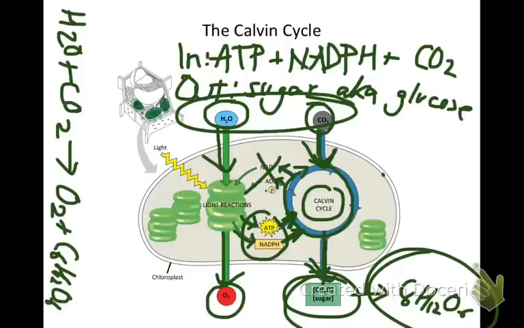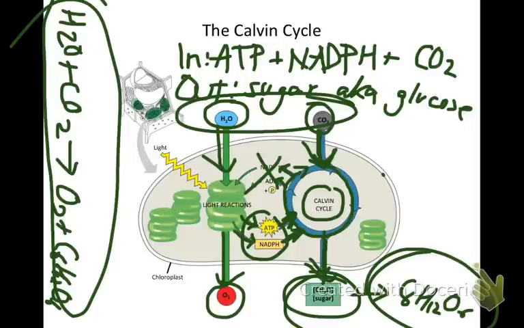And so really, the reason why I said photosynthesis can be divided into two stages is because this reaction is happening via the light reactions and the Calvin cycle. Again, light reactions is short for light-dependent reactions, and Calvin cycle is short for light-independent reactions.